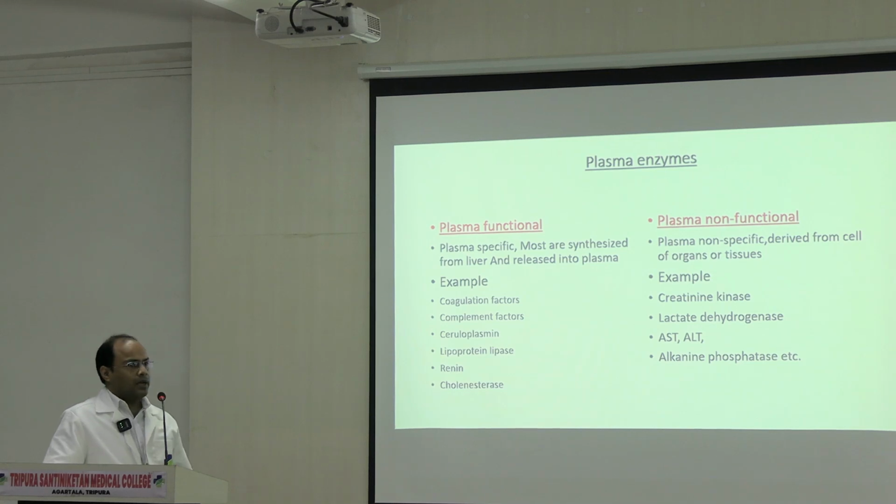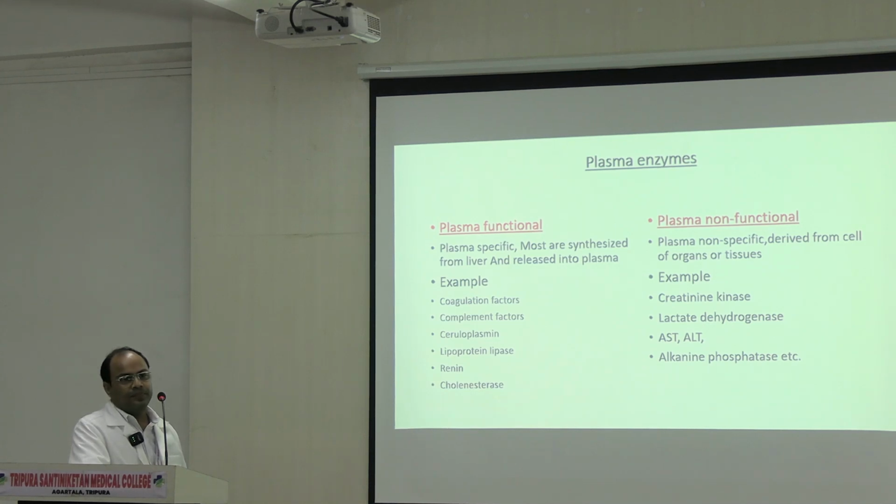Coming back to plasma enzymes. As I told earlier, plasma functional enzymes are specific to plasma. Most are synthesized in the liver and released into the circulation in plasma. Example, coagulation factors. How many coagulation factors do we have in your blood? You studied in class 12, no? You should answer.